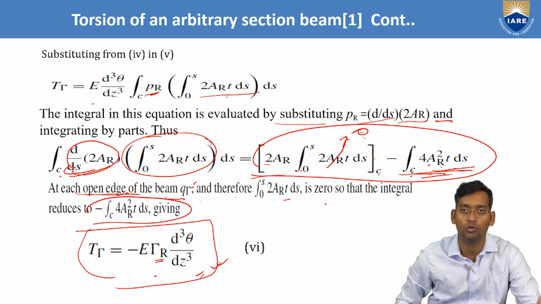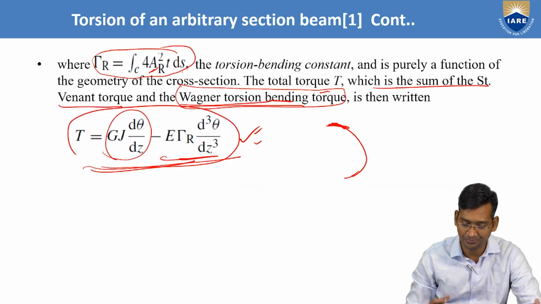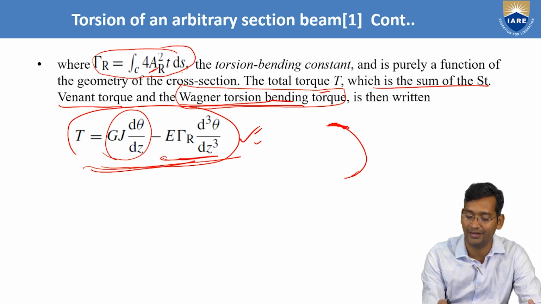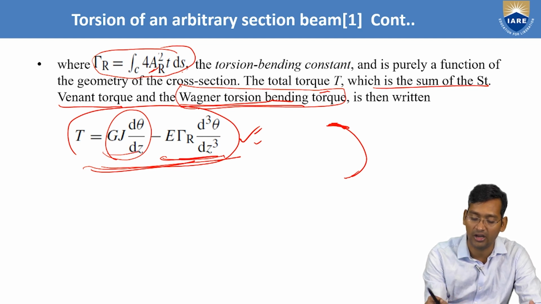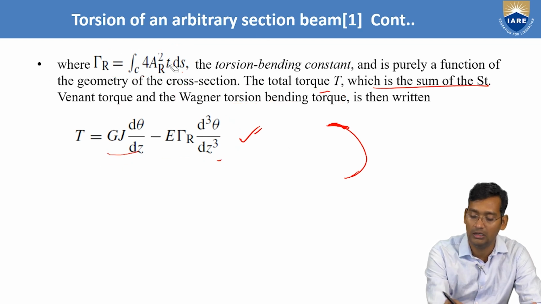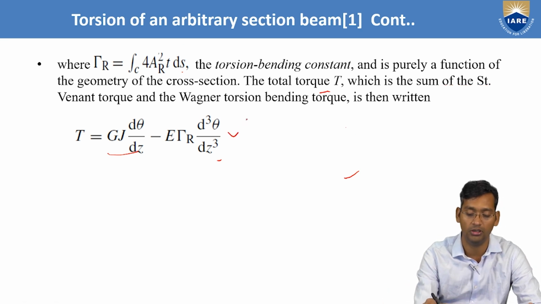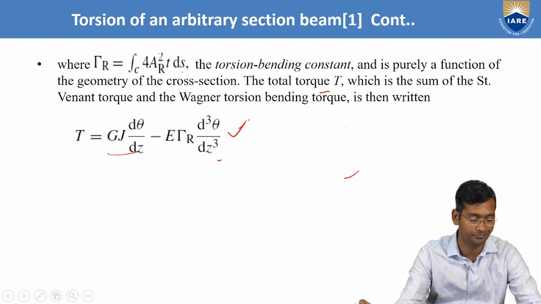Now next, the total torque. The total torque will be equal to what? That is the sum of which ones? The St. Venant and Wagner torsion bending torque. Just add both. So this is the Wagner torsion bending torque and this is the St. Venant. After adding both, you will get the final equation required in the question. That is, to derive this only was the derivation.